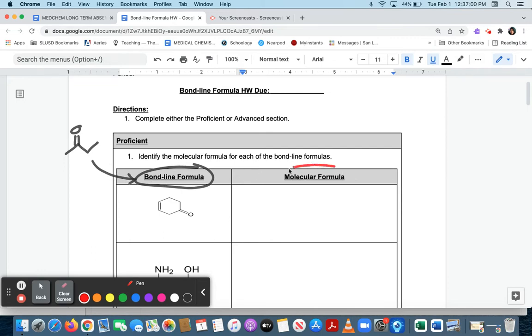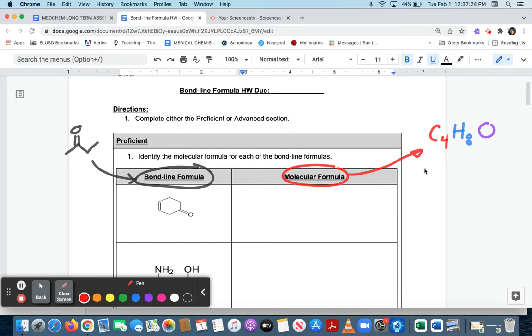line, the molecular formula or the amounts of each element would be C4 for 4 carbons, H8s, 8 hydrogens, and 1 oxygen. Right, so I'm going to show you how I figured that out in this first example.